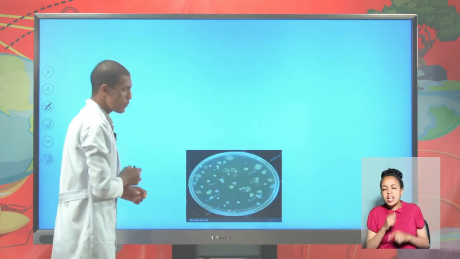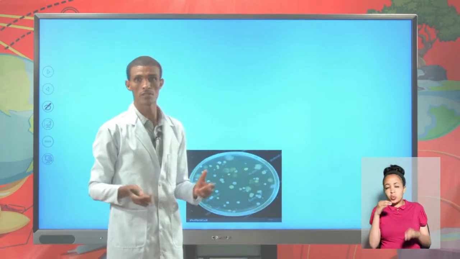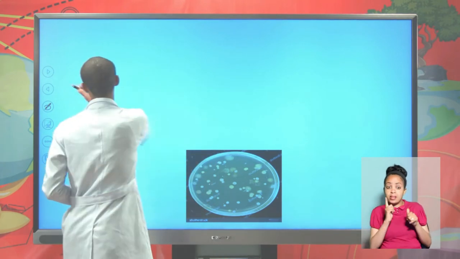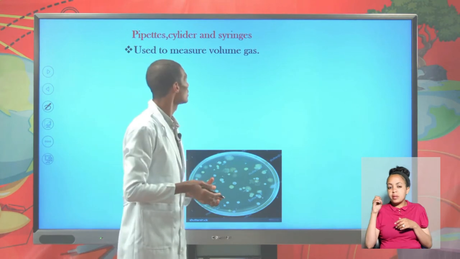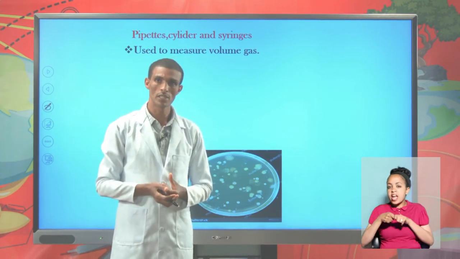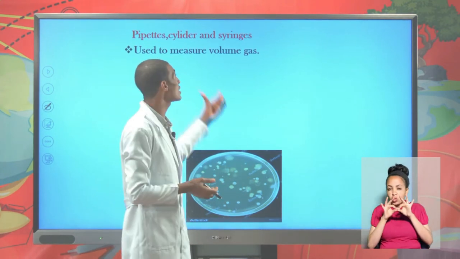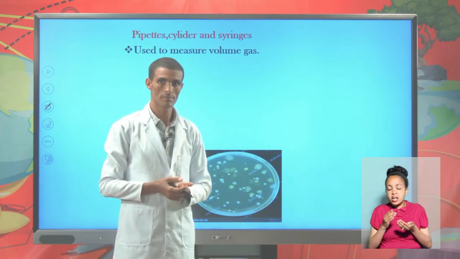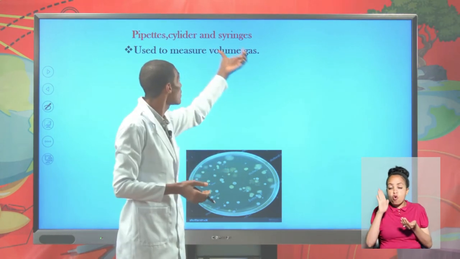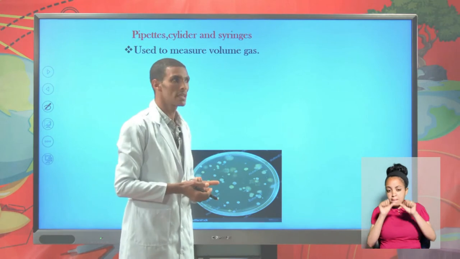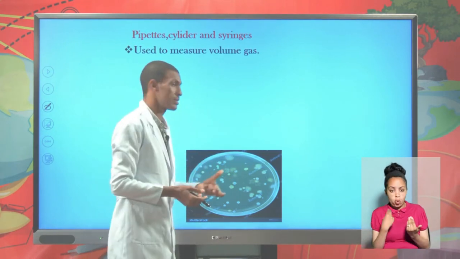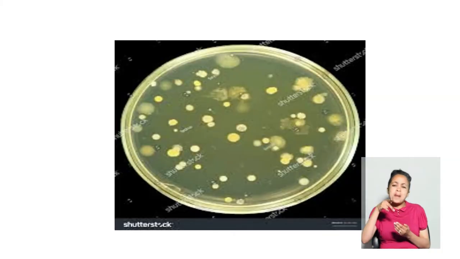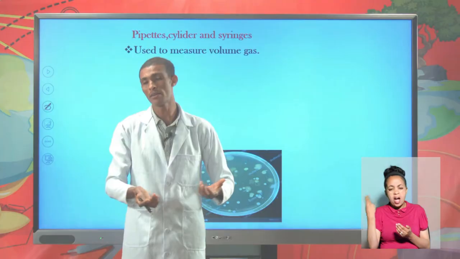Another very important tool in laboratories: the pipette, cylinder, and syringe, which are very important in measuring the volume of gas. Gas volume can be measured with these tools. And the most important tool that biologists use is the Petri dish. Student, do you know what the advantage of the Petri dish is for biologists in the laboratory?